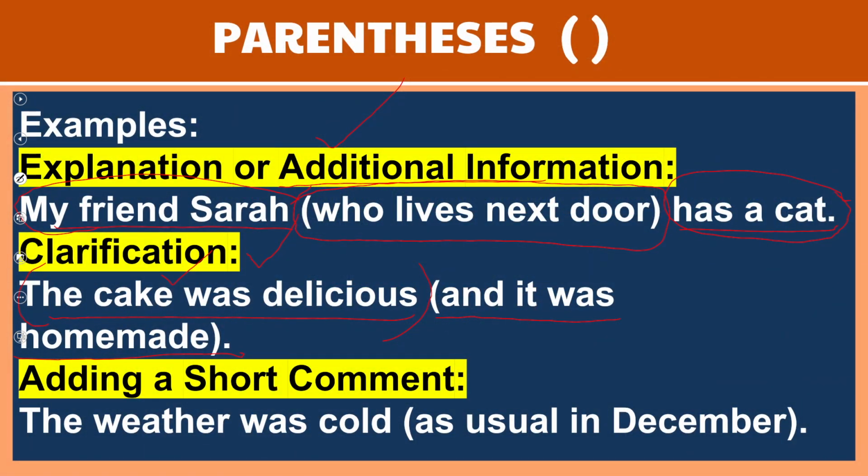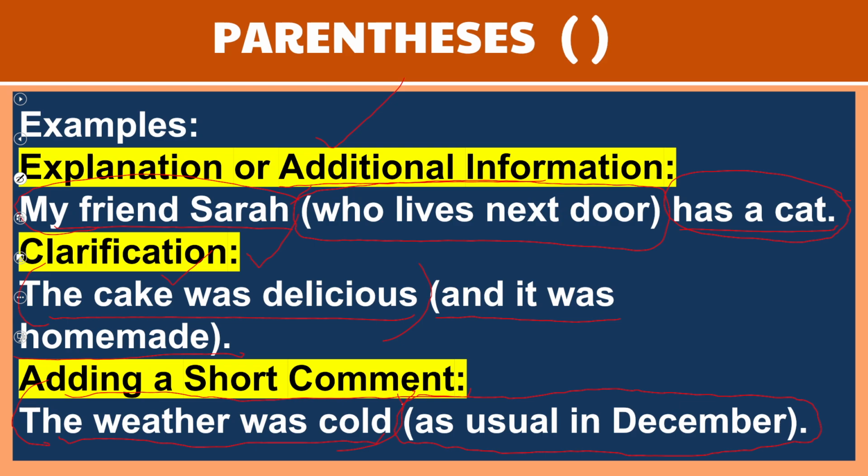The third thing which is often used, and what the parentheses are used for, is adding a short comment or a short remark. Let's have an example. The weather was cold. So it is a complete sentence, it is the main text, but the author wants to add some comment or a short detail, and he uses this punctuation mark, parenthesis, and he writes: as usual in December.